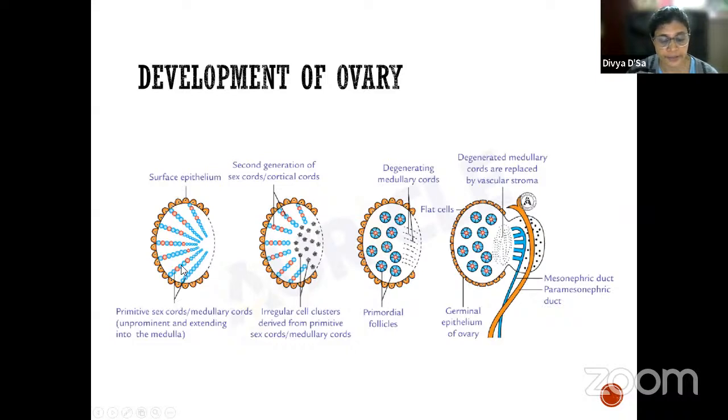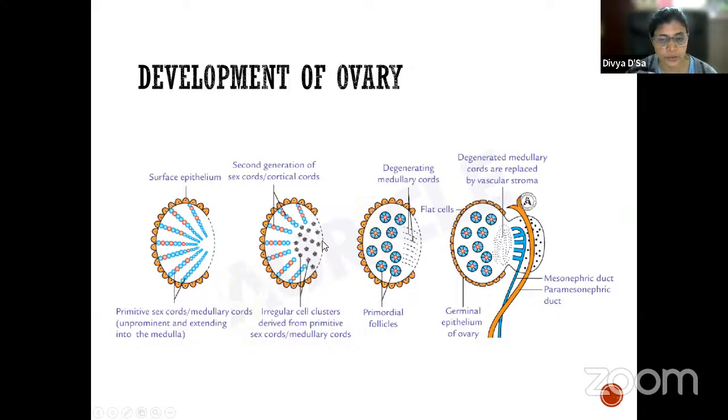Here, unlike in the male, they do not become very prominent, but they extend into the medulla, and these cords dissociate into irregular cell clusters, which we call the rete ovarii. This will occupy the medullary part of the developing ovary.